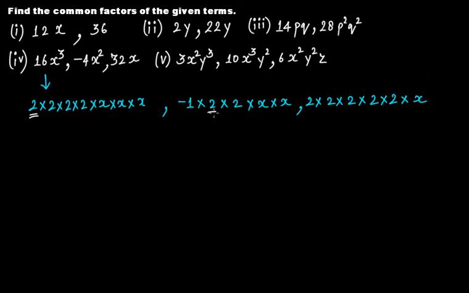In this case, you have only 2 multiplied by 2 common from each of the three terms, and the x. Now you cannot choose more x because in the last term you have only one x, right? So 2 multiplied by 2 is common in all these three, and multiplied by x is common. So this is 4x, right? So 4x is a common factor.